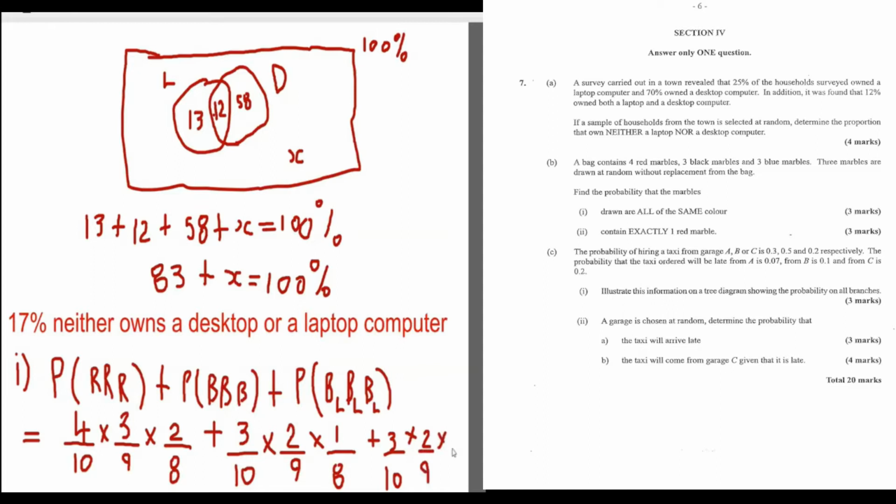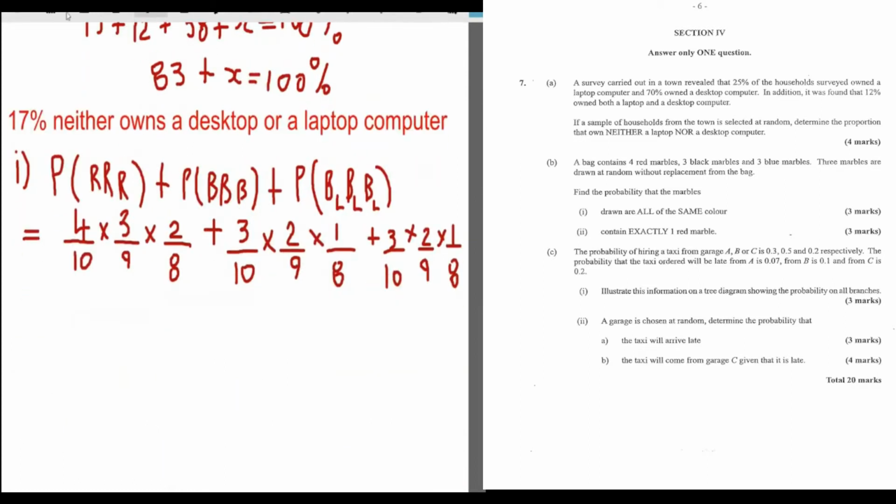And this question is so easy. SOFT with a capital T. Too easy. So you work this out and you get 4 over 10 times 3 over 9 times 2 over 8.